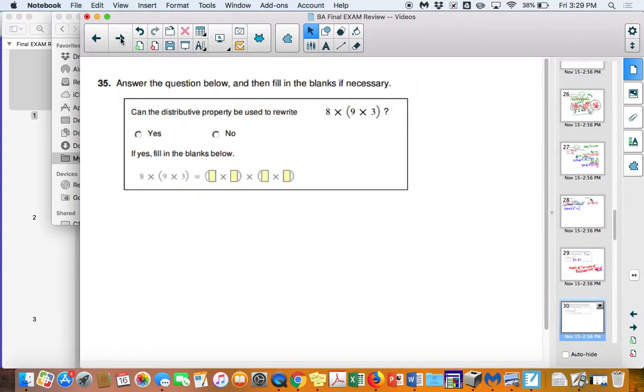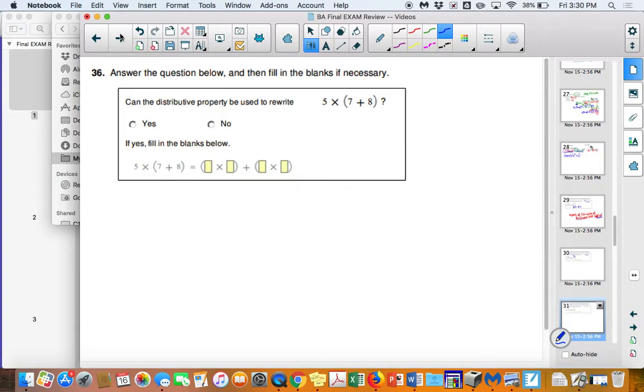Okay, so this one says, can the distributive property be used to rewrite this? Well, according to what I just wrote on the other page, you want to look in here and see, is this addition or subtraction? No, it is not. It's multiplication. It is not the distributive property of multiplication over multiplication. It's multiplication over addition. So this is a big fat no. You can't do that.